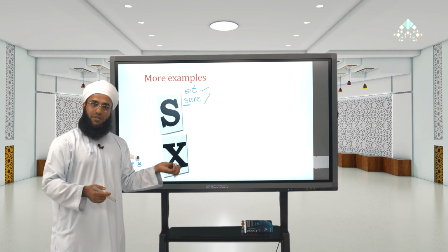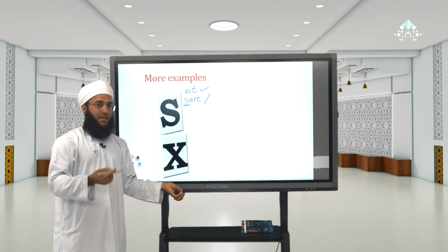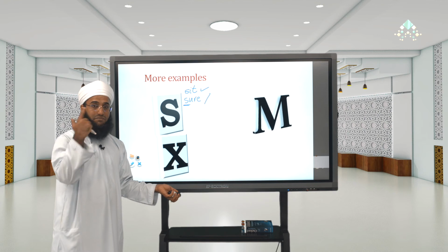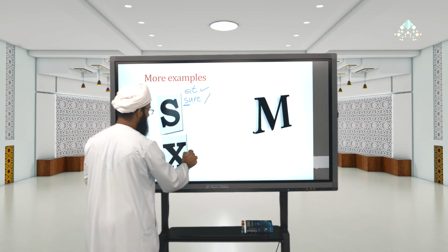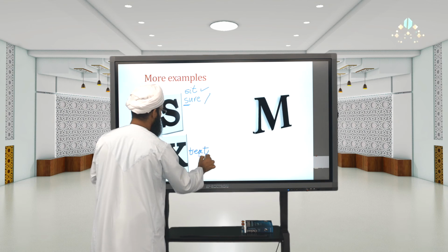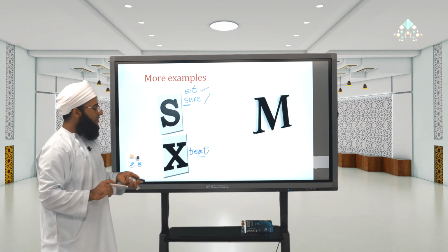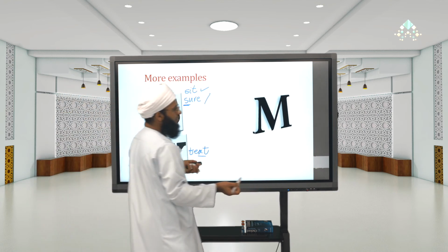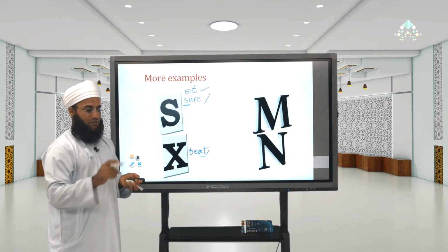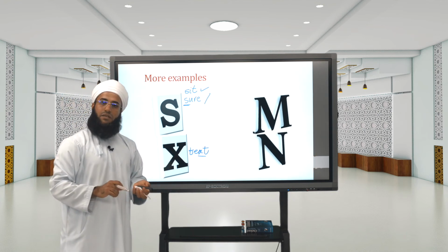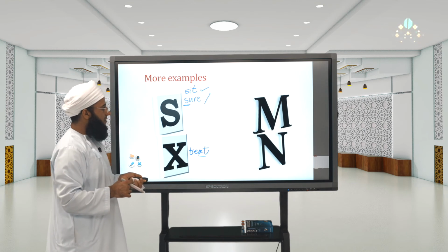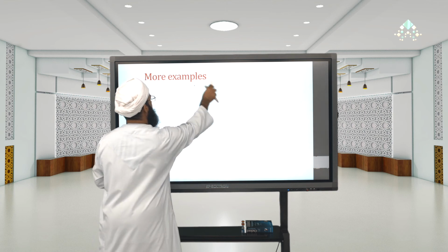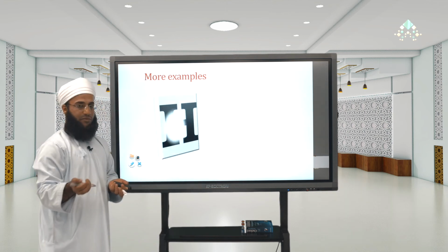X, you pronounce it X. But inside a word, it would be something different. X, text, maybe. When you say text, here, X, text. Okay? The same with the M sound, or N. We call it M, but inside a word we pronounce it differently. Okay. Now, let's see more examples.